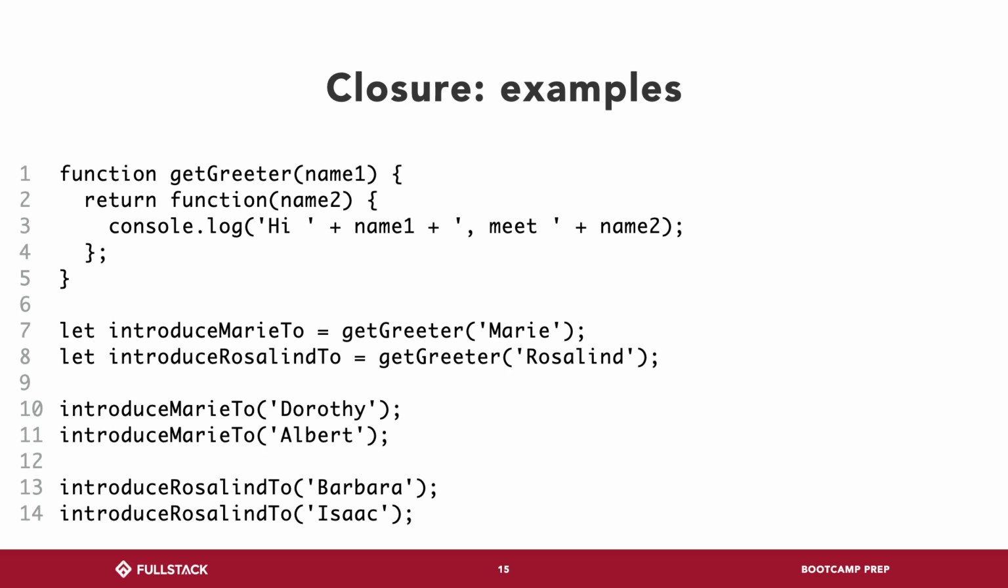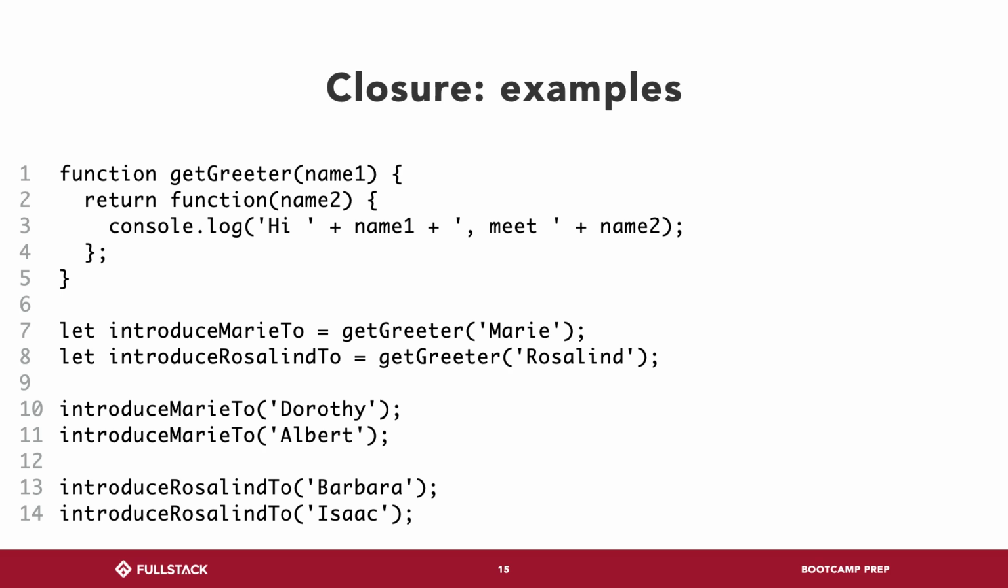So in this case, that function that we just made before, this is the same function. Think about this. Now I'm going to define two variables, introduceMaryTo and introduceRosalindTo, right? IntroduceMaryTo will be getGreeter Mary, and introduceRosalindTo will be getGreeter Rosalind. So now it becomes logical when you call these two variables, which are these functions. IntroduceMaryTo, pass it Dorothy. IntroduceMaryTo, pass it Albert. IntroduceRosalindTo, pass it those two things.